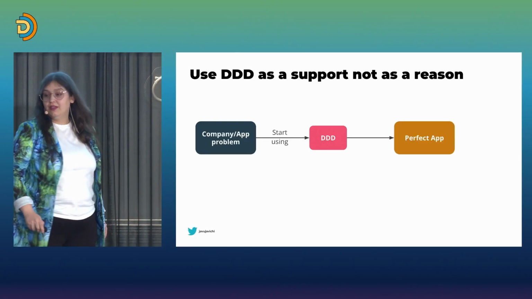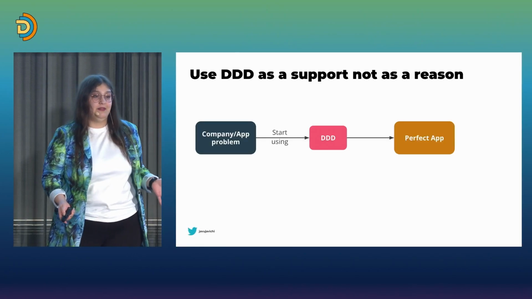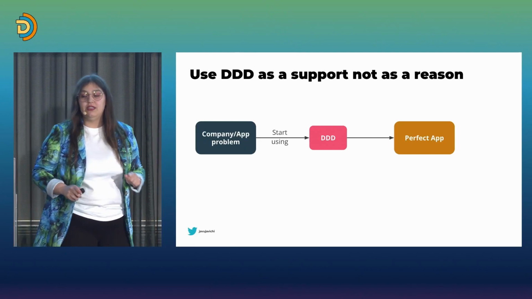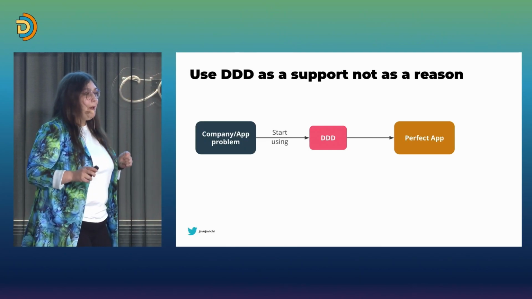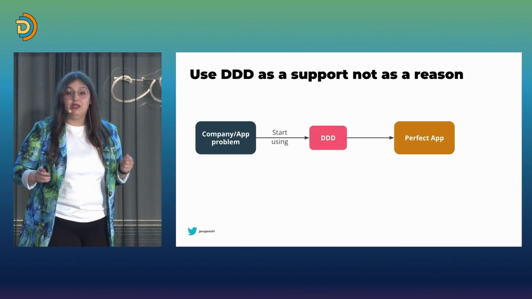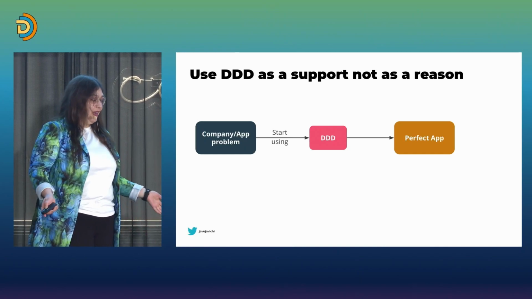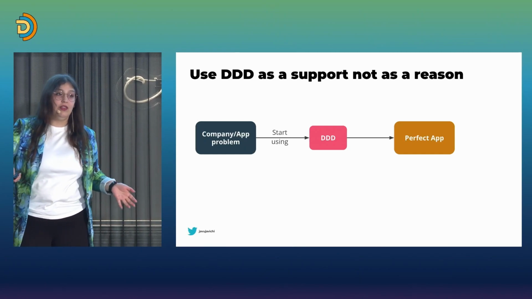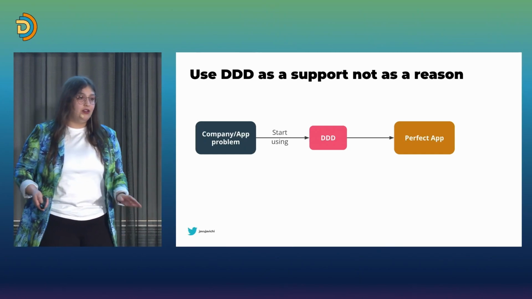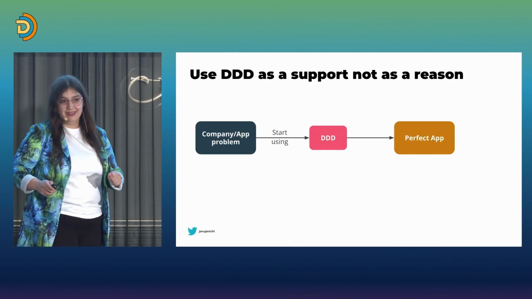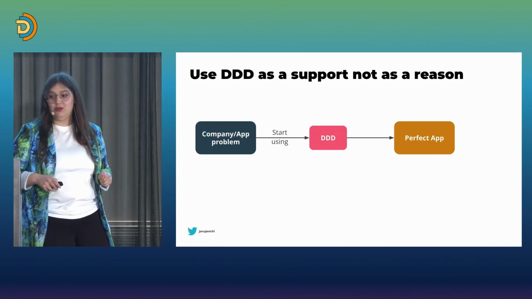And what the business says. Okay, it says, we have a company problem, we start using DDD, and we have this perfect and amazing app because you're using DDD, right? This is what is like the innovation now, that is what everybody's using, and also we're going to use this Spotify model too because it's what the cool companies do.